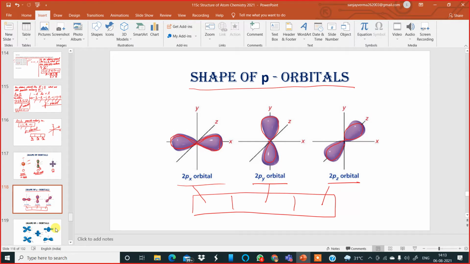Which one? Shape of p orbitals again? Yes, sir. P orbitals, p subshell. There are three orbitals, no? One is called px because the orbital in which the electron will reside is along the x axis. Are you getting it?